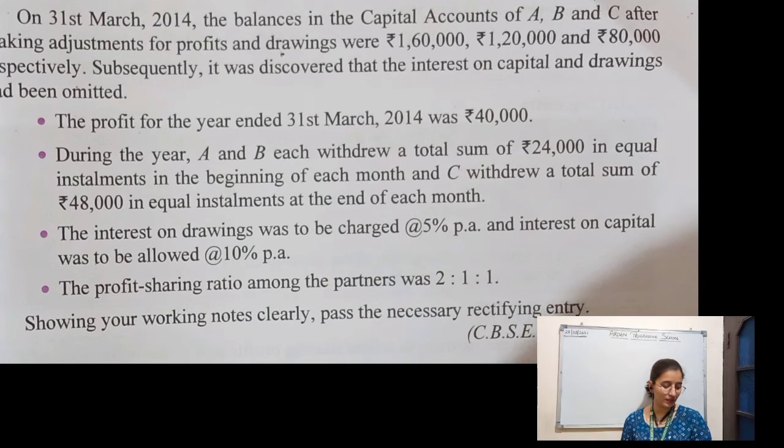Second, during the year A and B each withdrew a total sum of rupees 24,000 in equal installments in the beginning of each month, and C withdrew a total sum of rupees 48,000 in equal installments at the end of each month. Interest on drawing was to be charged at the rate 5% per annum, and interest on capital was to be allowed at the rate 10% per annum. Profit sharing ratio among the partners was 2:1:1. Show your working notes clearly and pass the necessary rectifying entry.